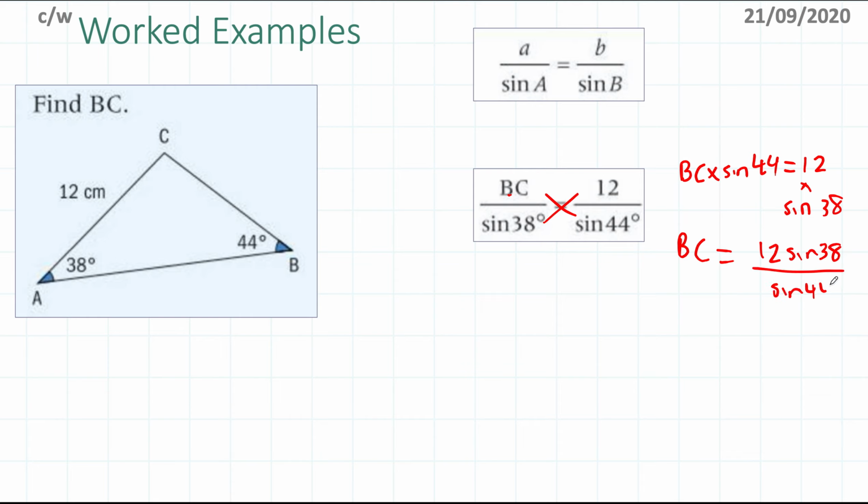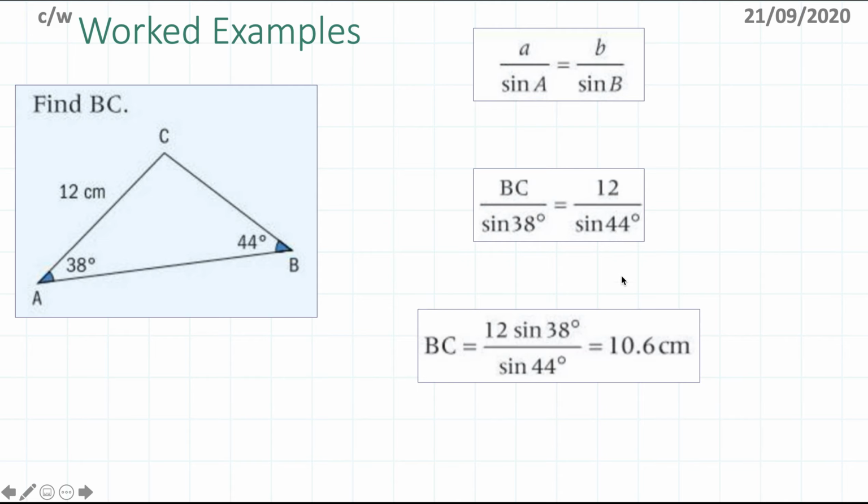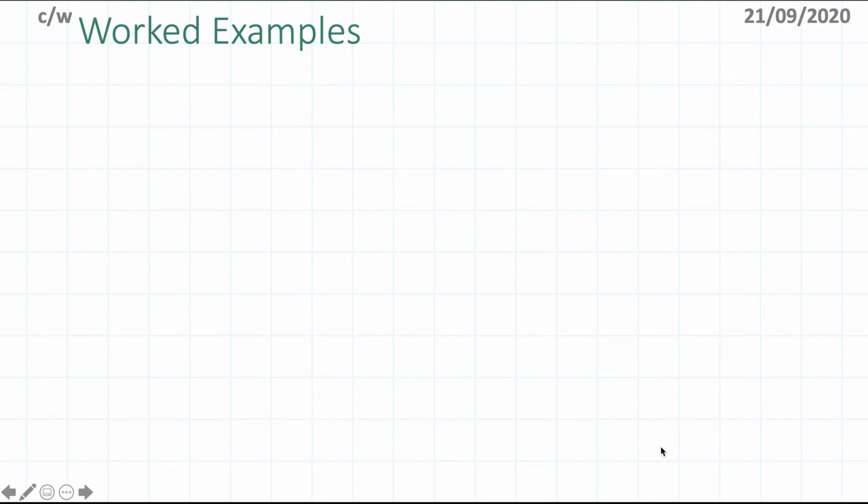Or you can use the fact that, in order to cancel out the sine 38, you have to multiply by sine 38 on both sides. So this ends up canceling out, and you end up with sine 38 times this. So any method you'd want. So this is what you end up with. Once you solve it, you're going to end up with 10.6 centimeters. Be careful. Make sure you use brackets in your calculator to close in the angles. So that's how you'd find the length.